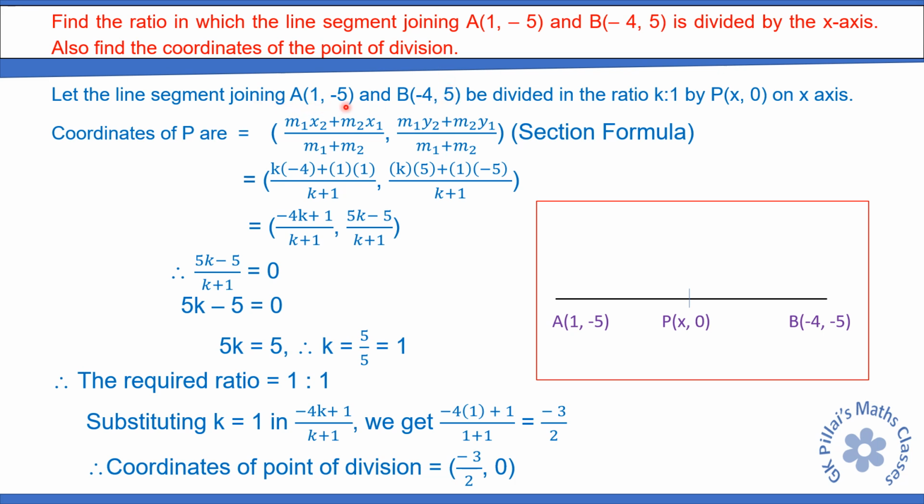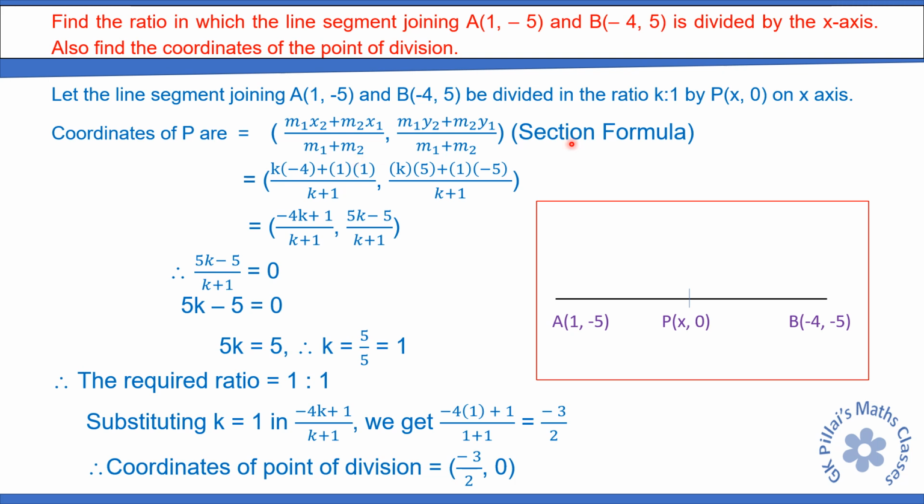Let the line segment joining this and this be divided in the ratio k:1. Why are we taking k:1? Because if there are two unknown values, it may be difficult to get the ratio. So we are having only one unknown value k here. So the ratio is k:1 and the point on the x-axis is (x, 0).